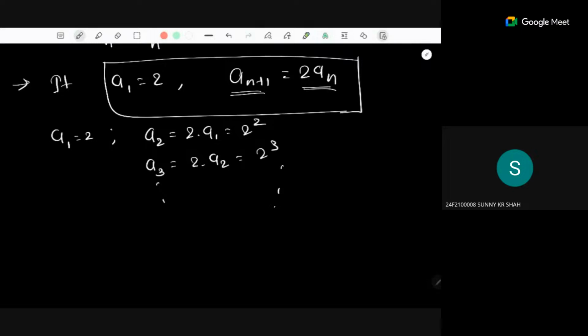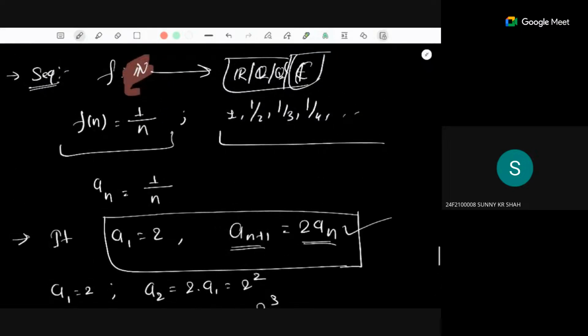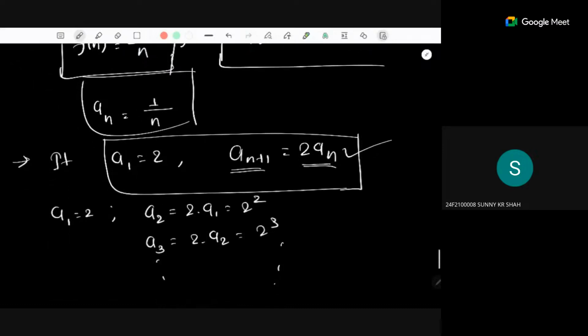We can compute the values of the sequence just by looking at the relation between the next and the previous term. Okay, so these are the ways to represent a sequence: giving the equation of the nth term, listing out the elements of the sequence, or giving the recursion relation.